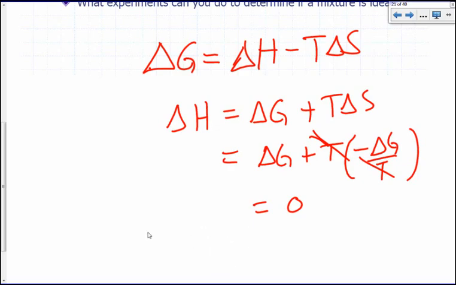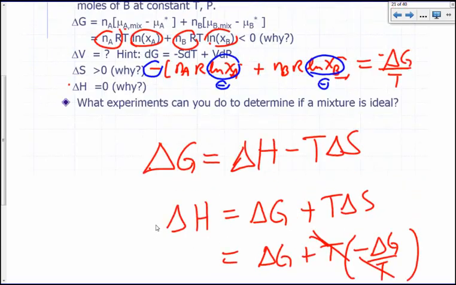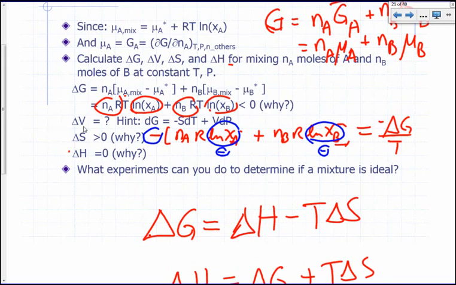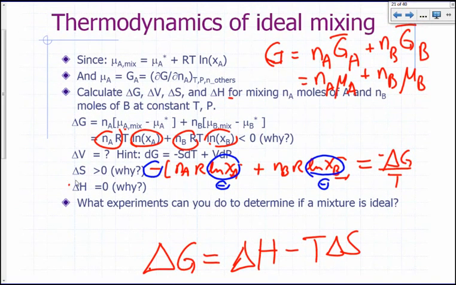So what kind of experiments can you do to determine if a mixture is ideal? We've already mentioned mixing and checking the volumes. See if the volumes add up. Volumes are additive. That's a sign of ideal mixing. Another experiment you can do is measure delta H of mixing. You can mix the two liquids. If delta H is 0, what do you expect? At constant temperature and constant pressure, you would expect no temperature change, right, if you mix the two.